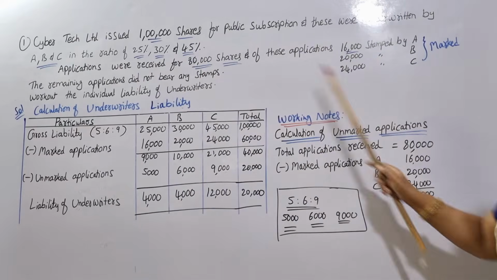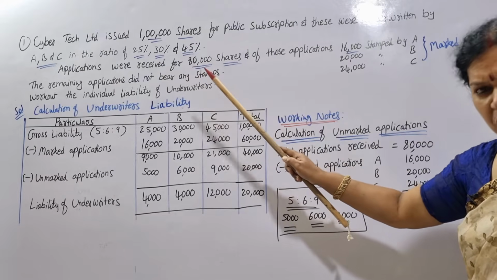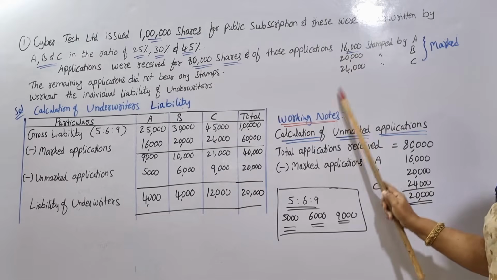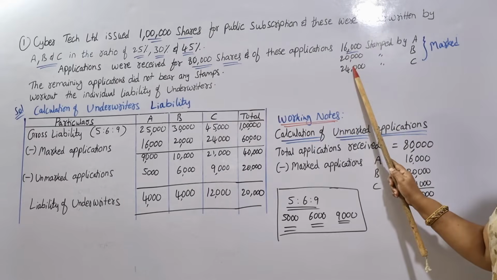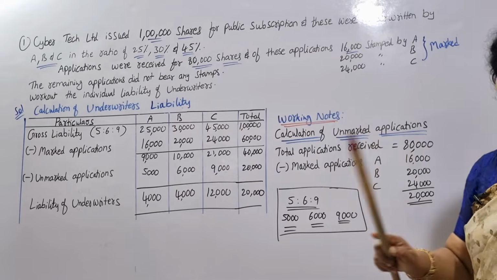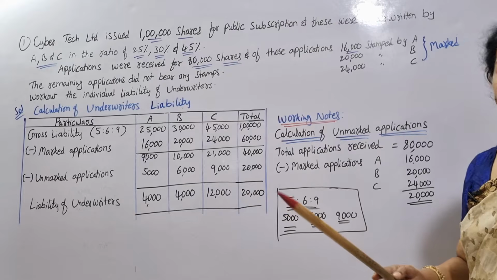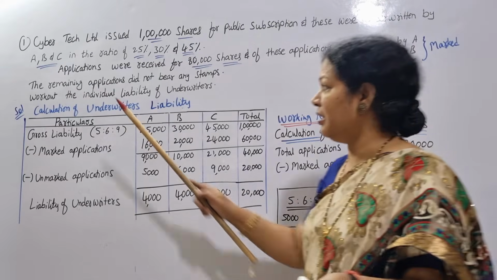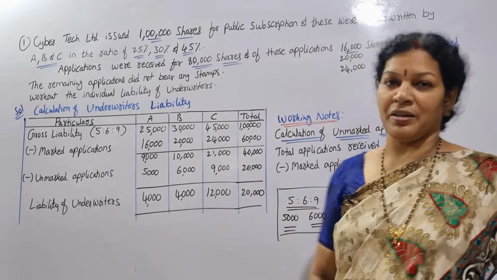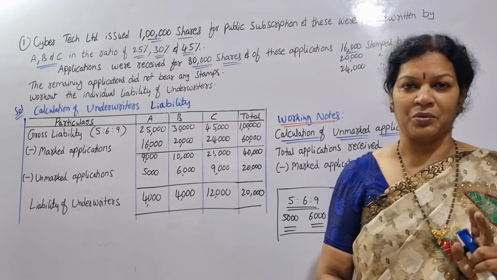Out of 80,000 shares, we received 80,000 subscription. So out of this, A by 16,000, B by 20,000, C by 24,000 marked the application. Stamp is kept already. Rest of the shares not stamped, unmarked. So let's work out the individual liability of underwriters. Individual liability of underwriters we have to find out.